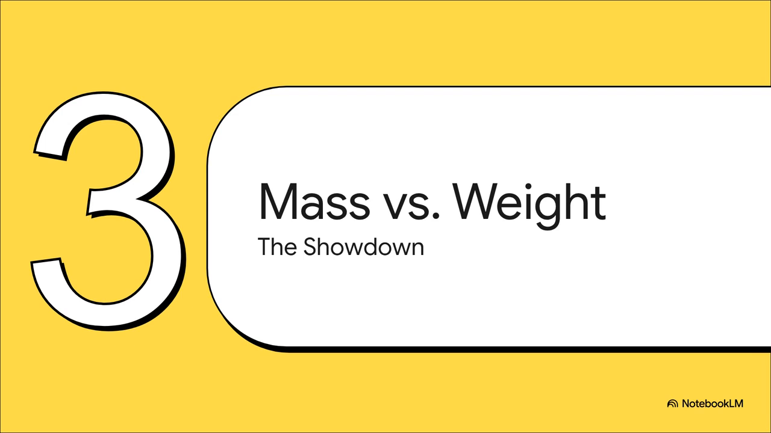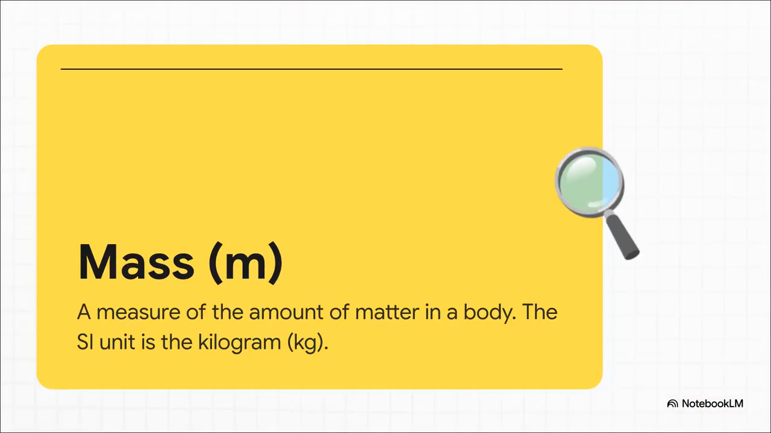Okay, now that we've got a handle on what forces are, we have the tools we need. It is time for the main event, the showdown you've been waiting for, mass versus weight. Let's finally separate these two for good. First up, in this corner, we have mass. Mass is simply a measure of how much stuff, or as scientists say, matter, an object is made of. It's literally the total amount of atoms and molecules inside you. And the standard unit we use to measure it is the kilogram, or kg.